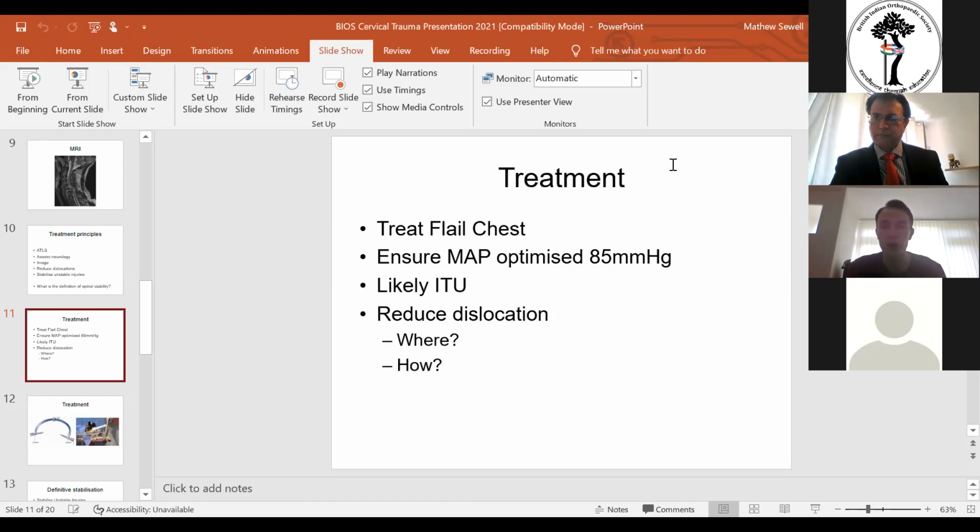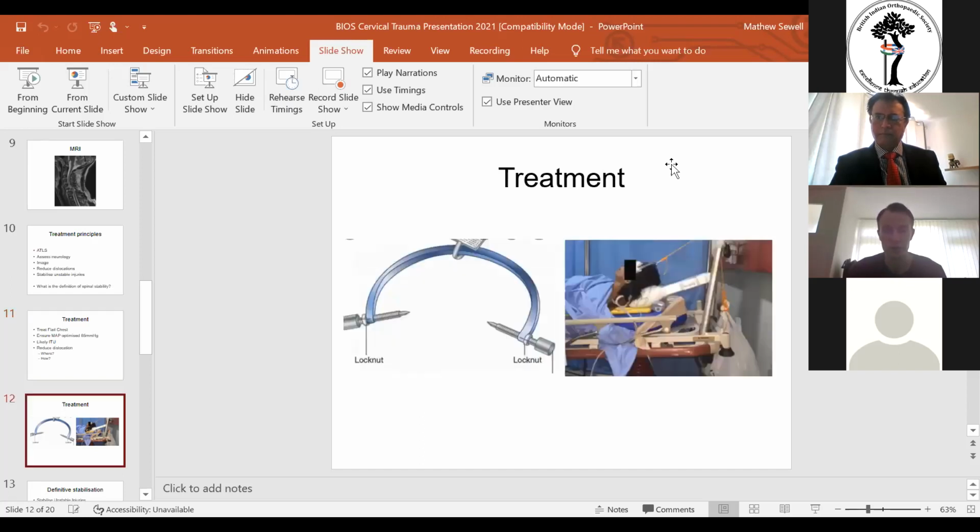Some people would do it on the ward. Some people would do it in theatre. How would you do it? The special device called Gardner-Wells tongs. There's no right or wrong answer. It's just, what would you do? So you could easily manage this injury like this.